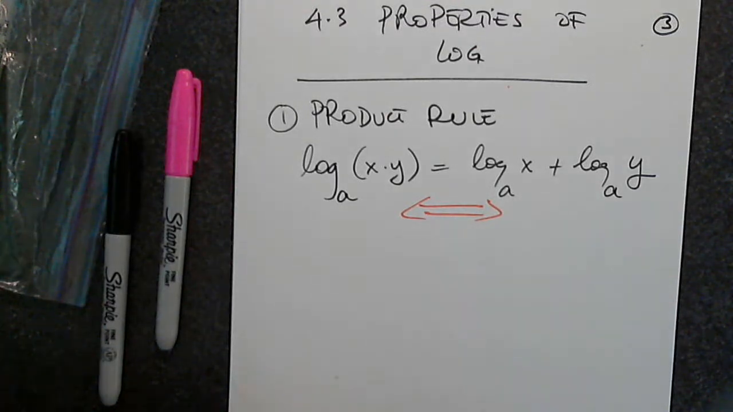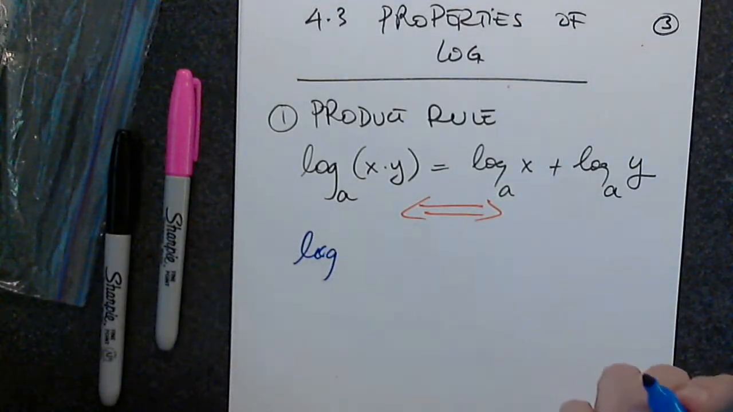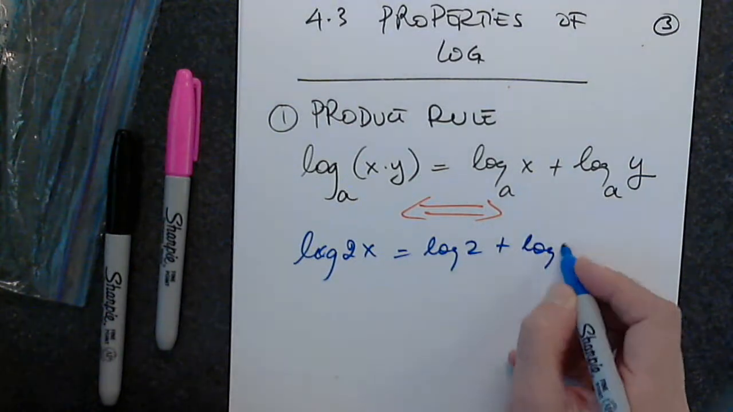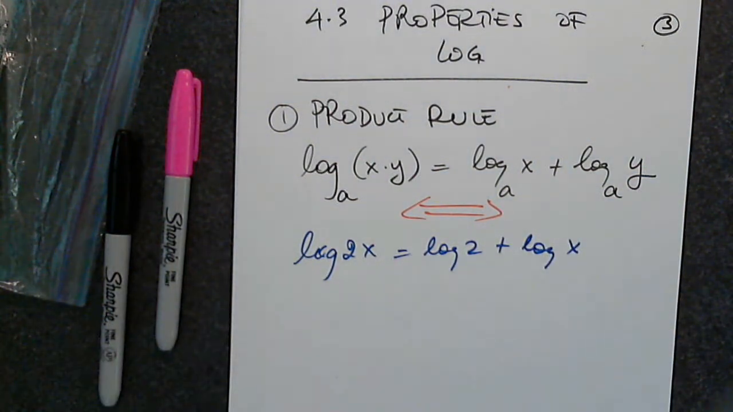As an example, common log of 2x is the same as log 2 plus log x. That's all it means. Because 2 times x, 2x is a product. Then I can apply the product rule and write log of 2 plus log of x.